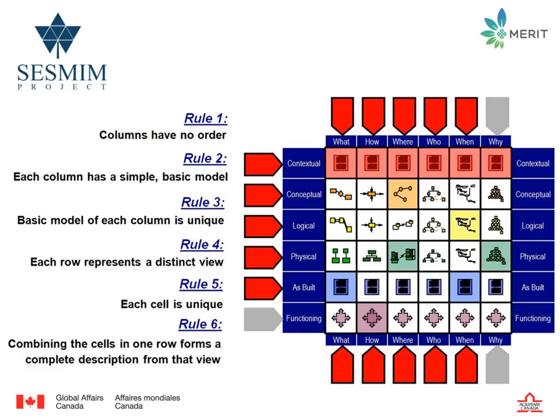Rule 3. Rule 4, each row represents a distinct view. Rule 5, each cell is unique. And Rule 6, combining the cells in a row forms a complete description of that view. So, for example, remember I said the life cycle of the database design.